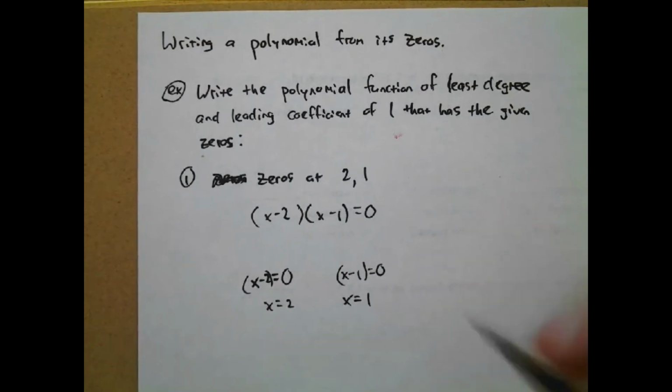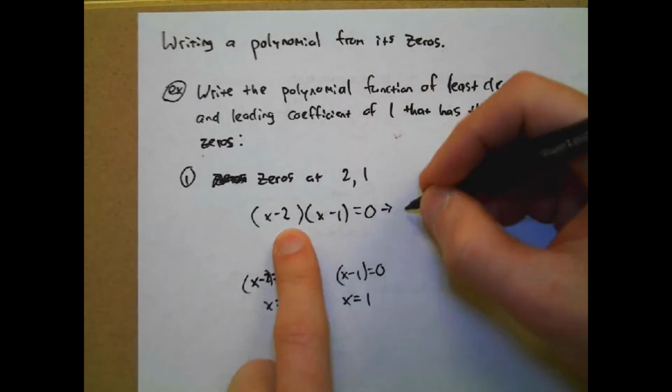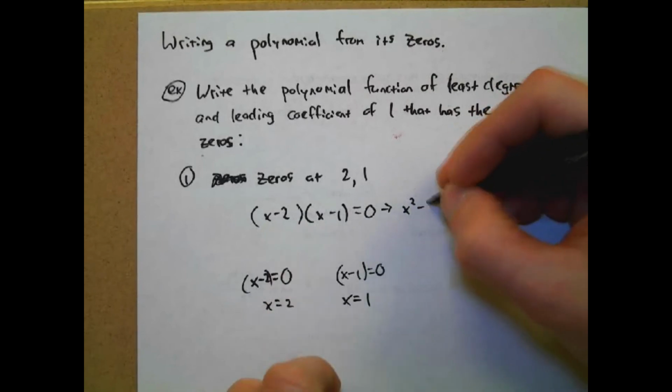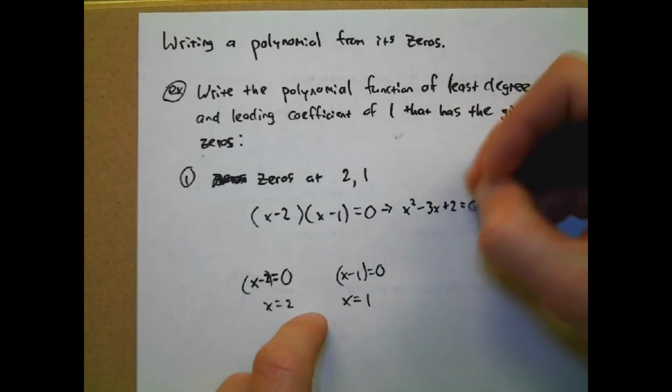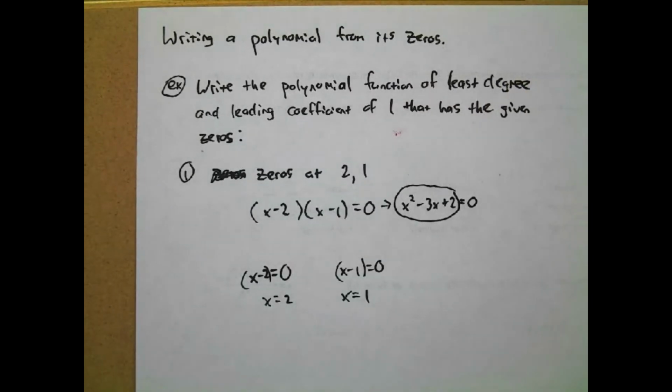So in other words, you should be able to say, okay, well, if those are the factors, then x squared, let's see, minus 3x plus 2 equals 0. This polynomial right there would yield those zeros. And so there is our polynomial. Does it have a lead coefficient of 1? It does, right? So that's good too, because that was part of our stipulations. Okay, and it's the smallest degree that we could possibly have it be.